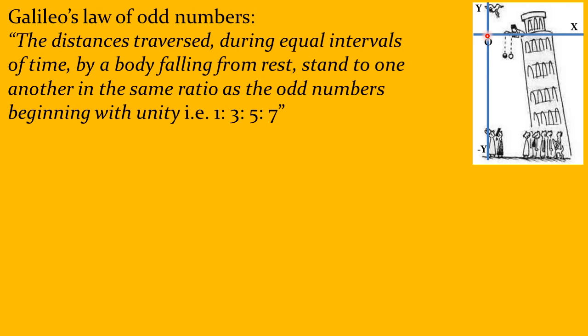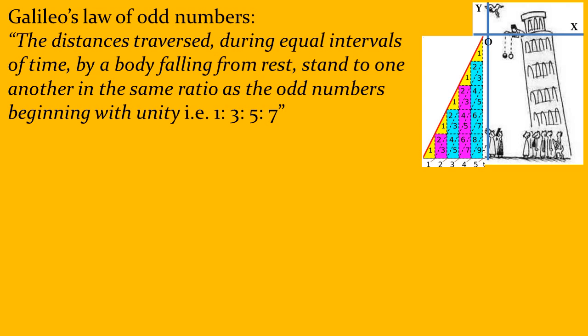That means in case I drop a ball from here, let us say in some time t, it travels this distance and I call it 1. In the next equal interval of time, it travels 3 times this distance. In the next equal interval, it travels 5 times this distance. That is what this law states.